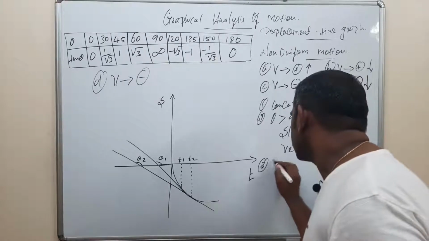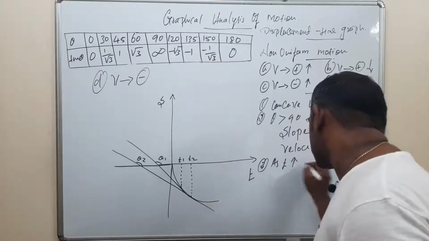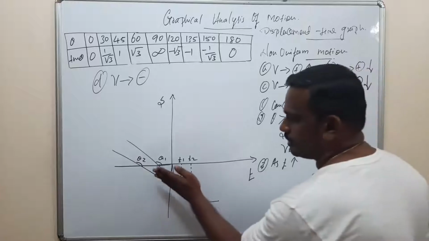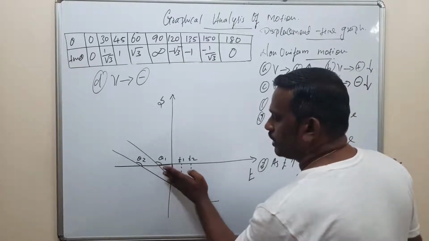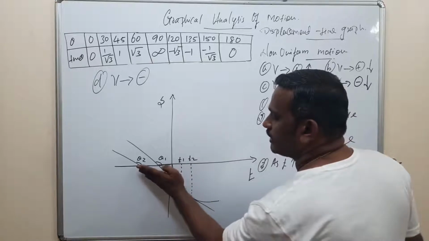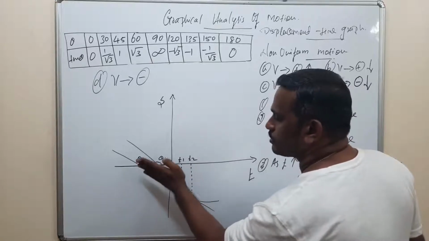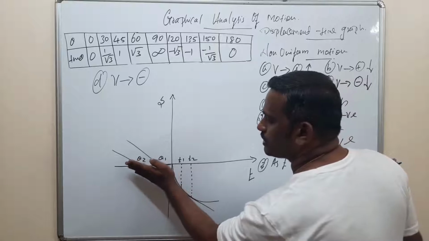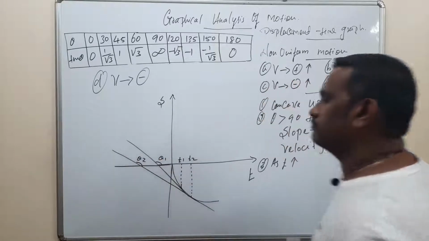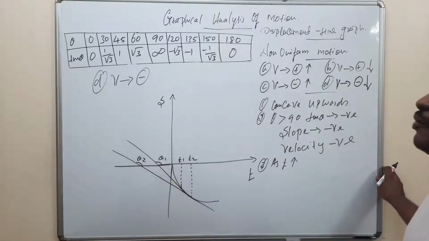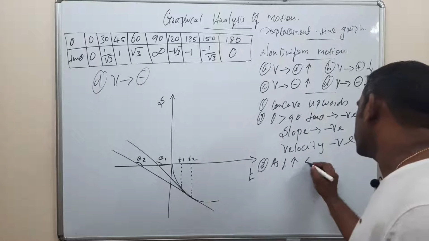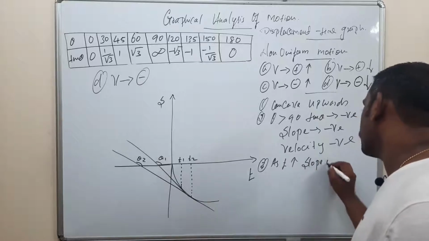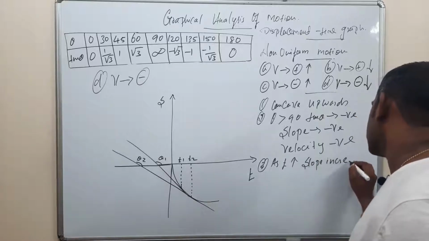Third point, as time increases, the slope of the tangent at time t1 is less than the slope of the tangent at t2, or otherwise we can say the slope of the tangent at t2 is greater than the slope of the tangent at t1. As time increases, slope increases.